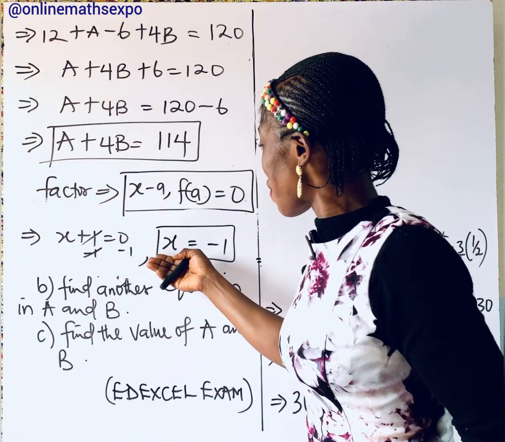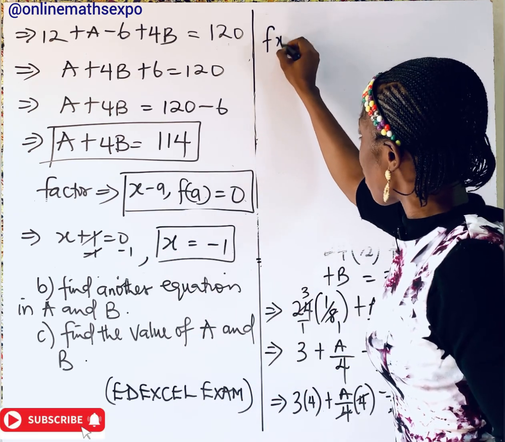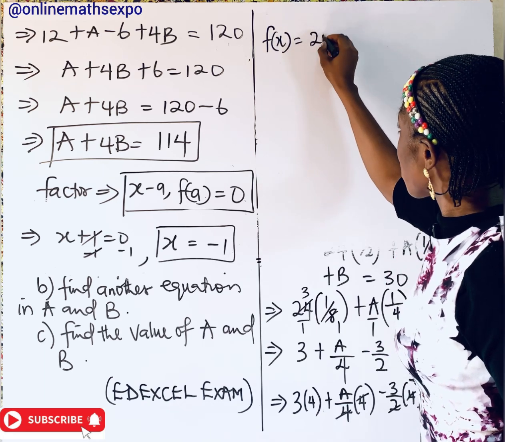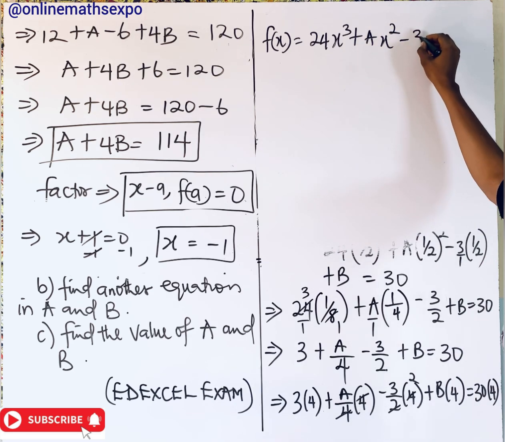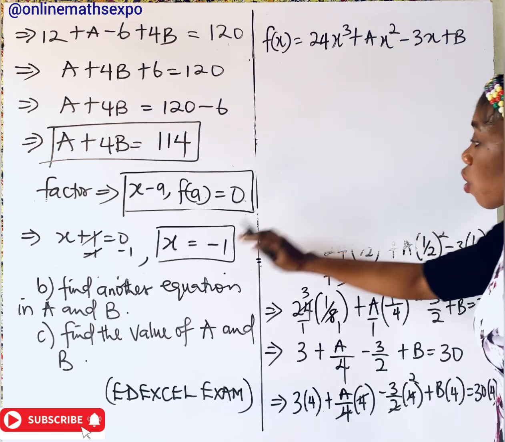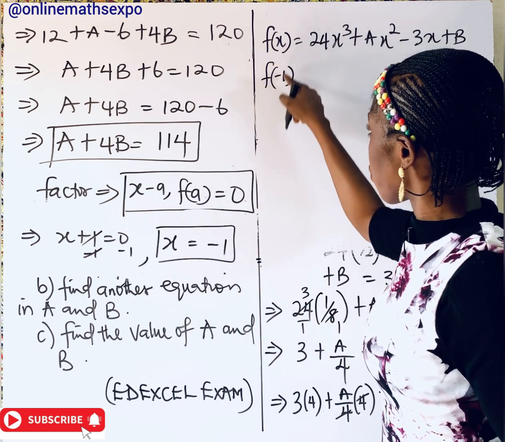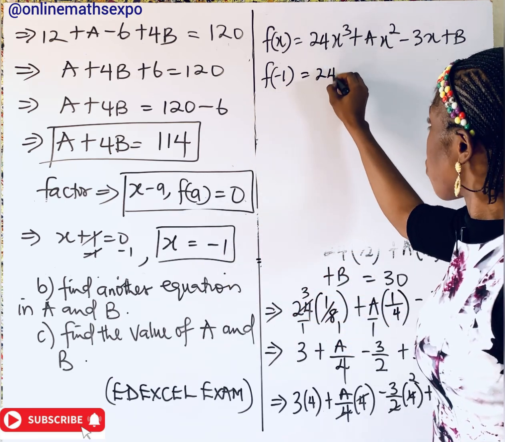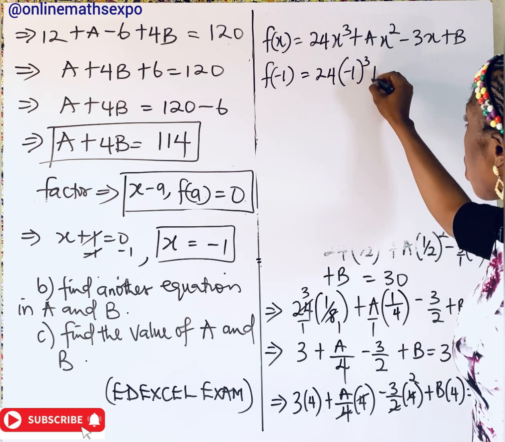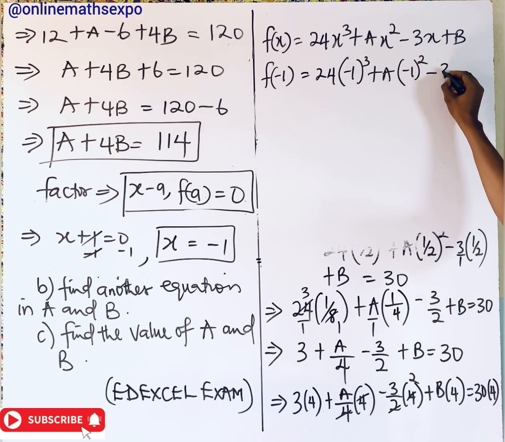So in that case, we're going to substitute x = -1 into the function, which we have as f(x) = 24x³ + ax² - 3x + b. Okay, so let's put in this value of x here. So we are going to have f(-1), because x is -1, is equal to 24 into (-1)³ plus a into (-1)², then minus 3 into -1, then plus b.